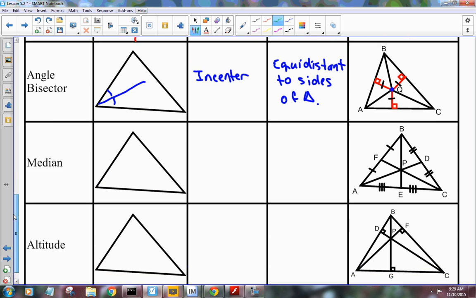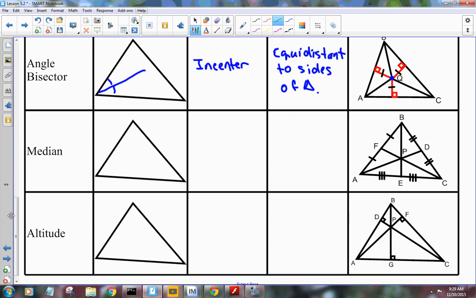Alright? What does a median do? Okay, what? Okay, it has to come from a vertex and it divides the opposite side in half, right? It goes to the midpoint, correct? Okay, from the vertex to the midpoint of the opposite side, okay? And if I were to draw all three of those, they intersect at the centroid.